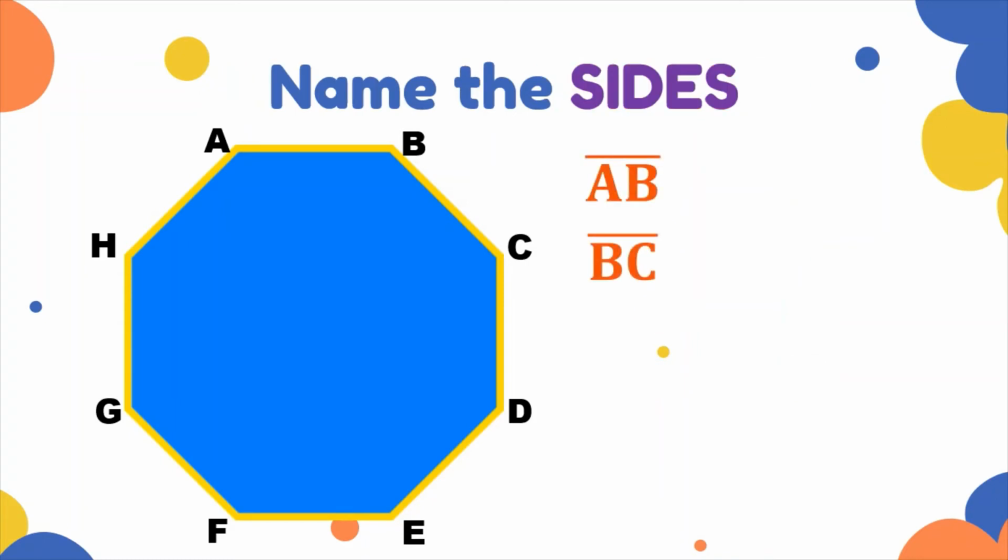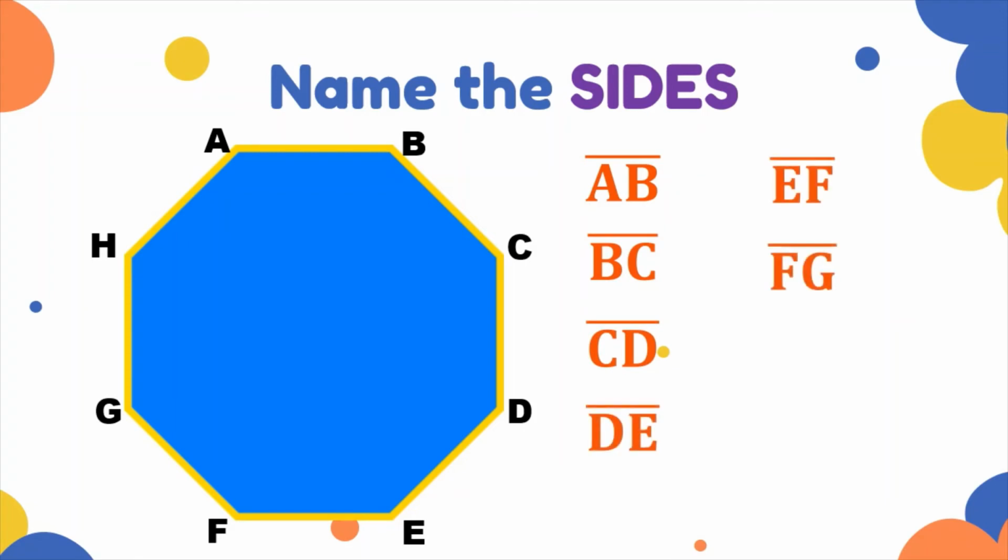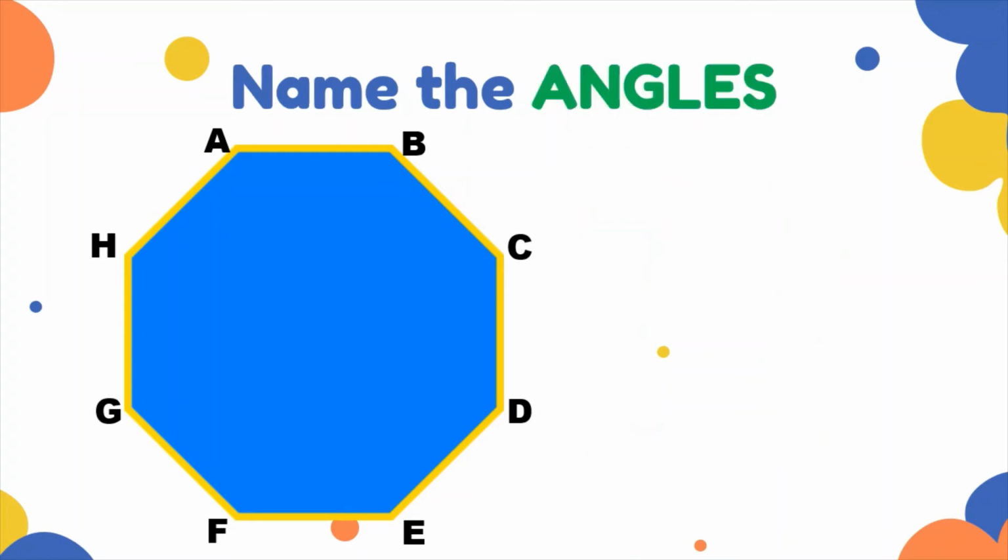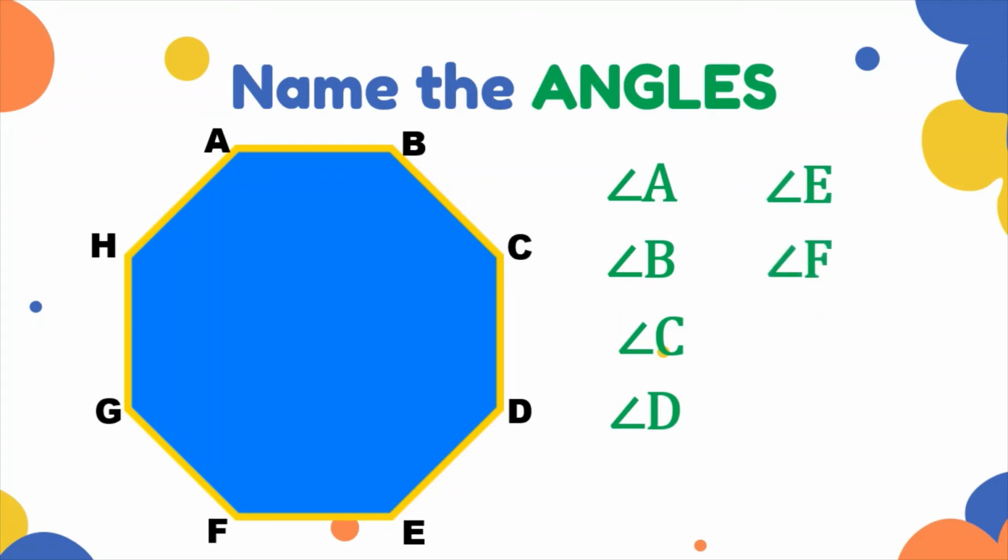Segment AB, segment BC, segment CD, segment DE, segment EF, side FG, side GH, and side HG. Okay. Next, name the angles. Angle A, angle B, angle C, angle D, angle E, angle F, angle G, and angle H. We have eight angles also.